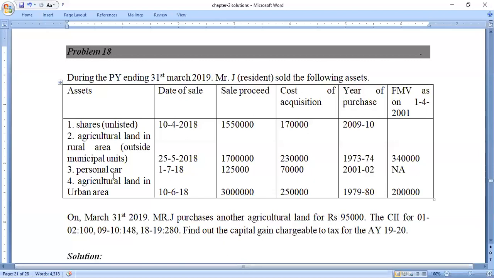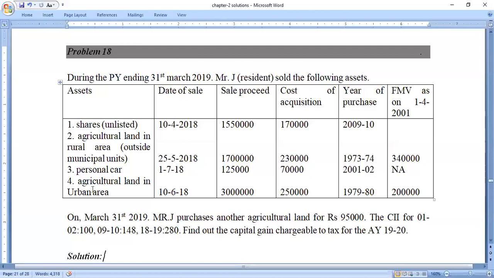Any movable property which has been used by the assessee for his own purpose or personal purpose will not be a capital asset as per section 2(14). So again, for the personal car, we are not going to calculate any income from capital gain.